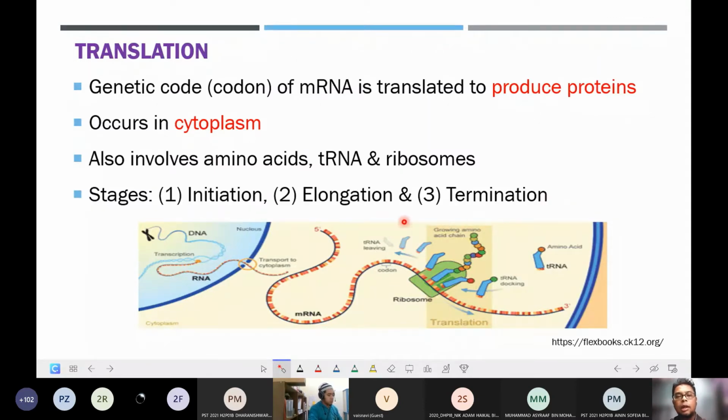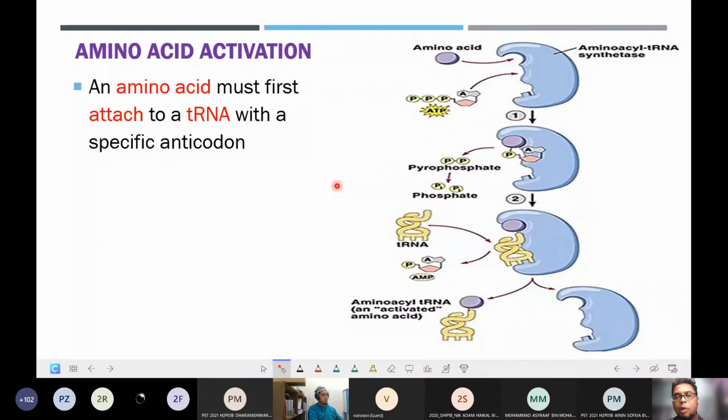Translation also includes 3 stages. Number 1, initiation. Number 2, elongation, and number 3 will be termination. Before we talk about the process of translation, we need to focus on this particular process known as the amino acid activation. Okay, in which you must understand that the amino acids are actually free in the cytoplasm.